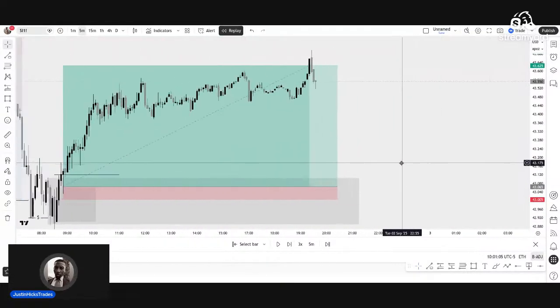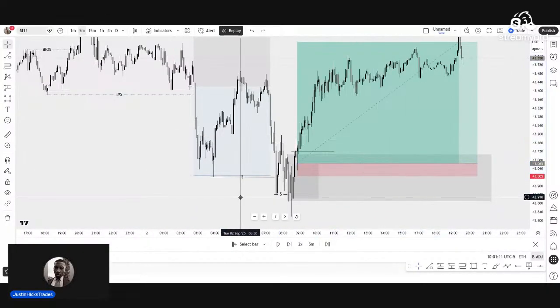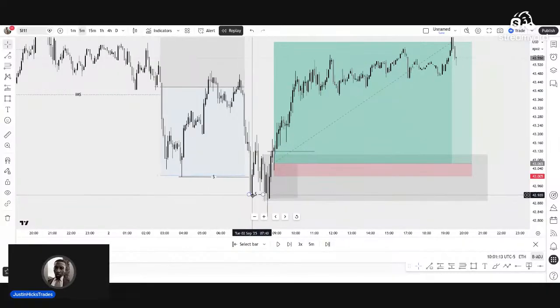Honestly, this trade was pretty decent, but it wasn't the best. This is a 1 to 9. It wasn't the best. I could have even got even more.